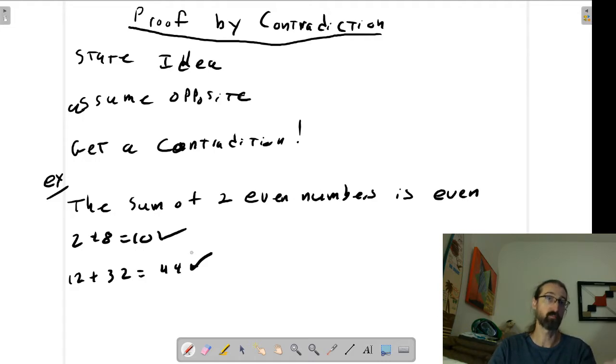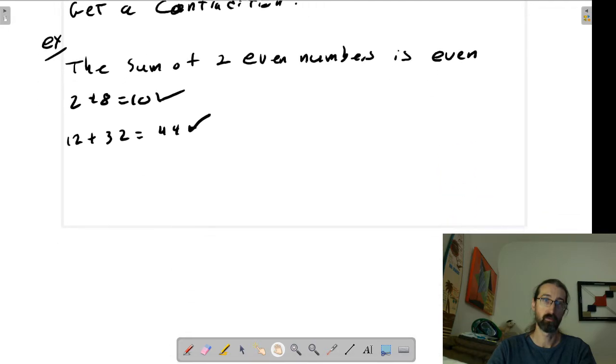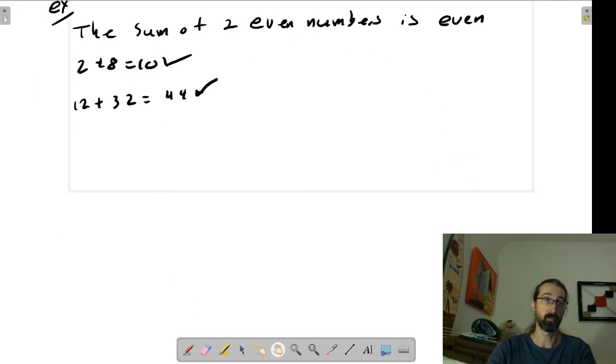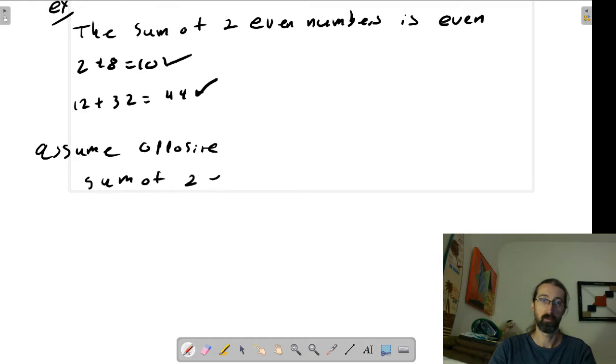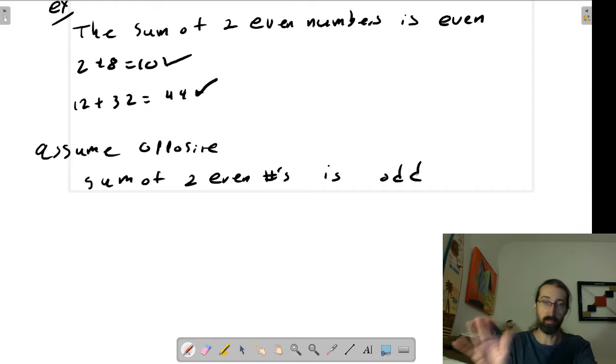To do that, we have this proof by contradiction. What I'm going to do is assume the opposite. My contradiction says assume the opposite. So I'm going to assume that the sum of two even numbers is odd. I'm going to assume that. And I'm going to show that if that's true, something breaks. So how do I show that this is true?